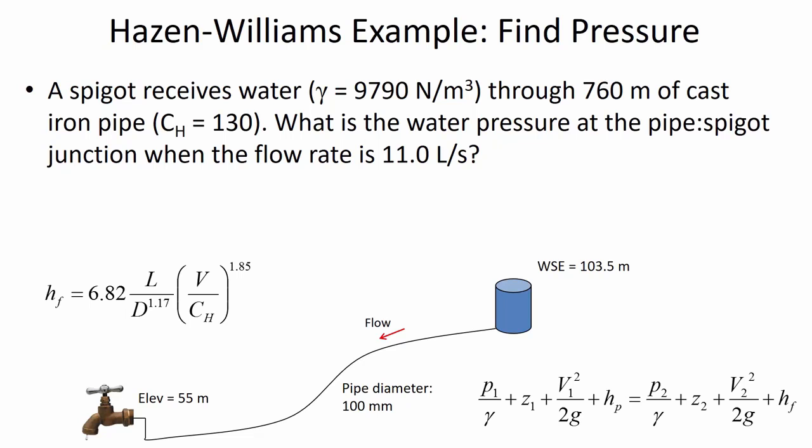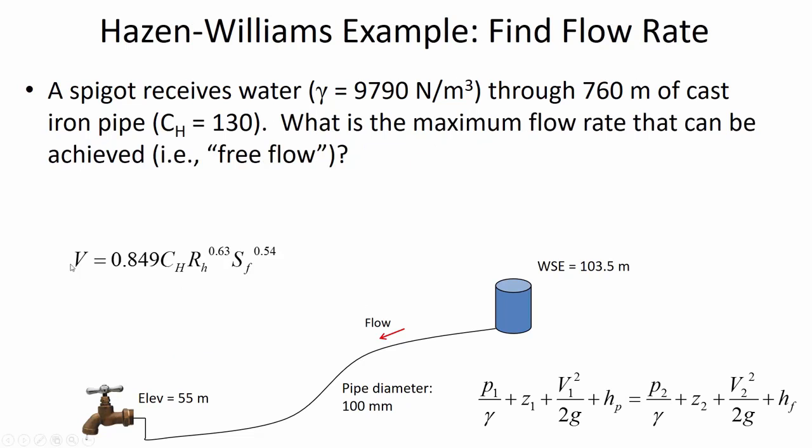So in this next example, we're going to use the other version of the Hazen-Williams equation. And it's the same 760 meter pipe length, the same unit weight of the water. The material is still cast iron, so it'll be 130 for the C sub H. We want to find out what's the flow rate that you can achieve under these circumstances. What's the Q value? And so remember, the definition of S sub F is the head loss, H sub F, divided by the pipe length.